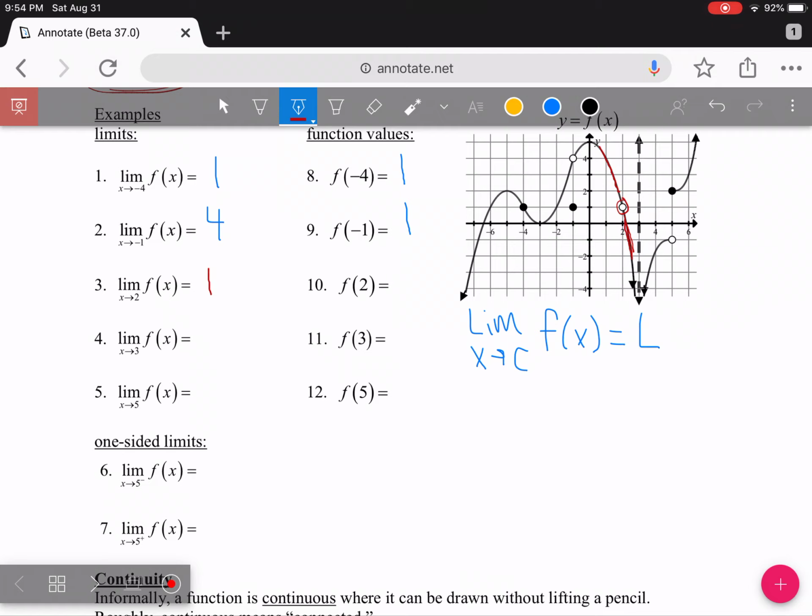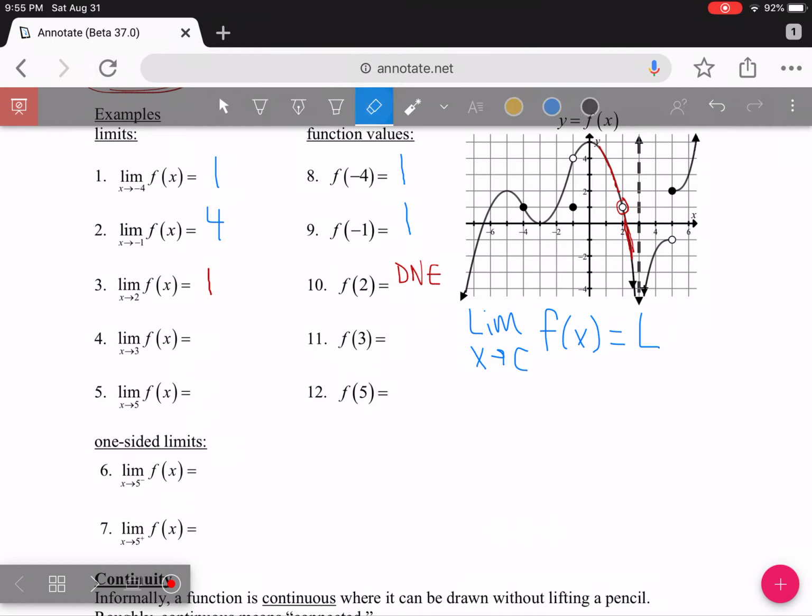Now let's ask the question for f of 2. Okay, so I have f of 2 right here. If I plug 2 into my function, what am I going to get out? Well, we have a hole right here, and this hole tells me that this function is actually not defined there because there's no other point. There's actually not that point 2 on my function. So I'm going to say f of 2 does not exist, DNE.